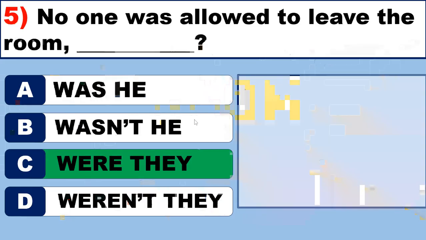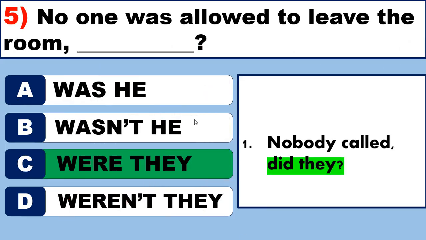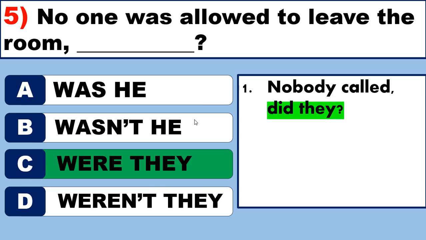Were they is the best option. Why? So, nobody called, did they? Because with nobody, you don't say did he or did her. You don't know whether it is a boy or a girl. Okay, you're not going to say did he or did she.